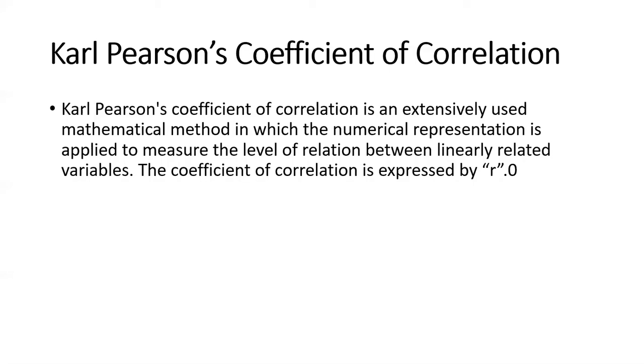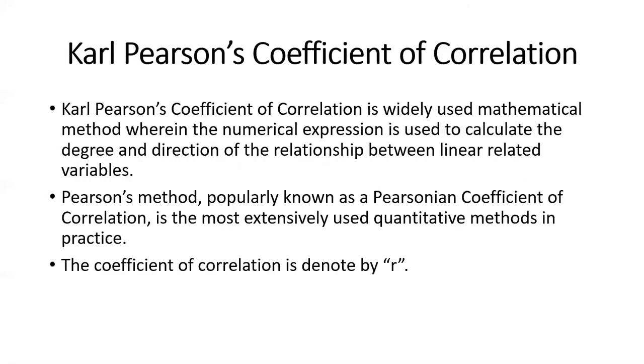Here the coefficient of correlation is extensively used as a mathematical measure to see how well the linearly related variables are associated among themselves. The coefficient of correlation is represented by R. This is not 0, this is just R. It's typed by mistake, sorry. So the Karl Pearson coefficient is denoted by R.